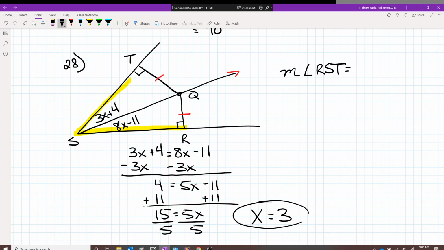So if x is equal to 3, we can substitute it in either expression. So if we take 3 times 3 plus 4, it'll give us this green angle right here. So 3 times 3 is 9 plus 4, that's 13. So this angle right here is 13 degrees. But we need RST, we need the yellow angle. But these two angles are congruent, so this angle is also 13. Alright, so the measure of angle RST is going to be 26 degrees.